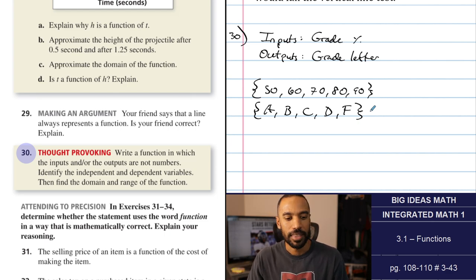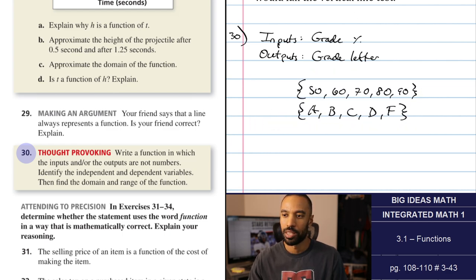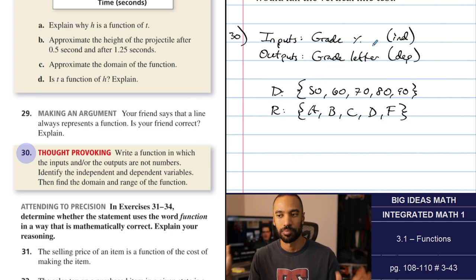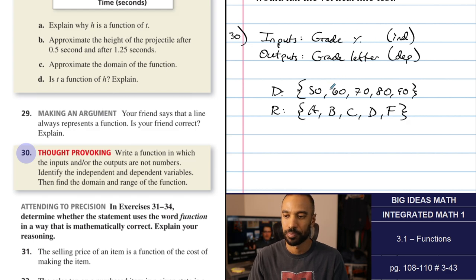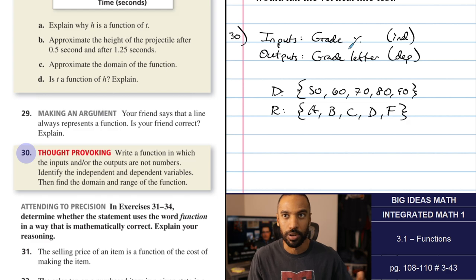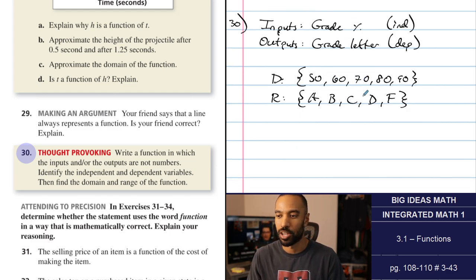Okay. Identify the independent and dependent variables. The grade letter depends on the grade percentage. So this is independent and dependent. I'm bad on thought-provoking ones. I can't provoke thought. Then find the domain and range of the function. Oh, I just did that here. Domain, range. Okay, I hope that works. Again, maybe we do intervals from 0 to 59.9 or something like that. Okay, hopefully that's all right.